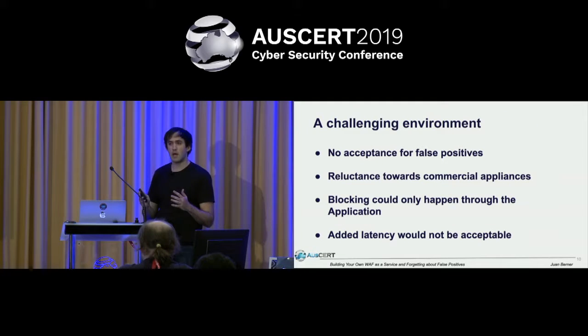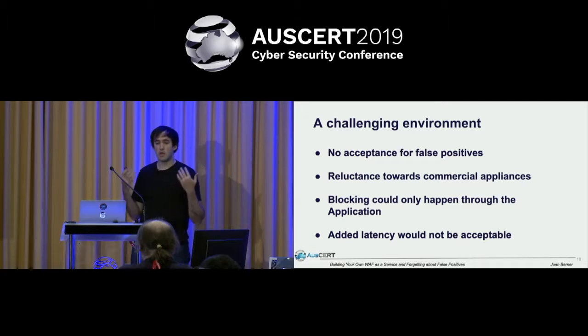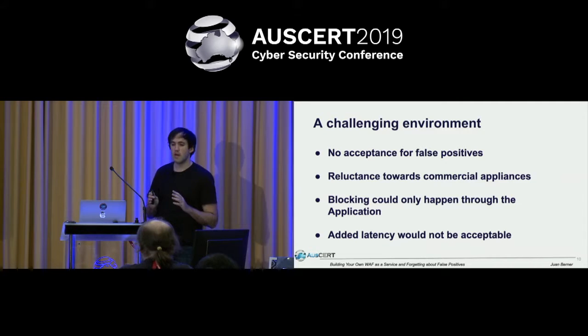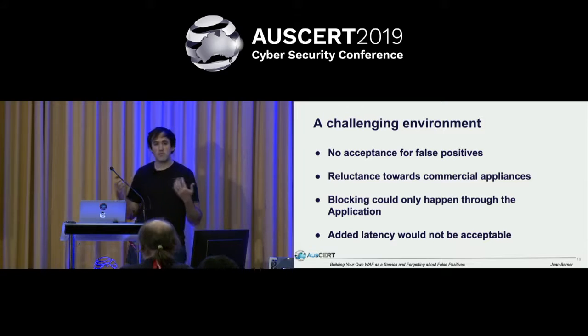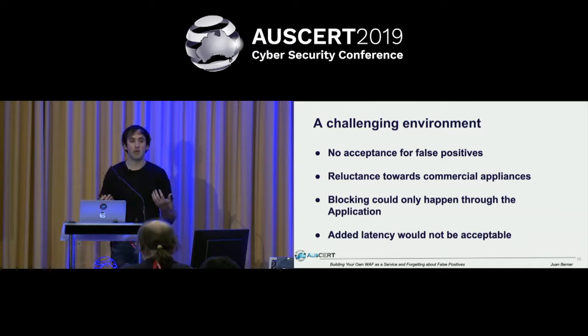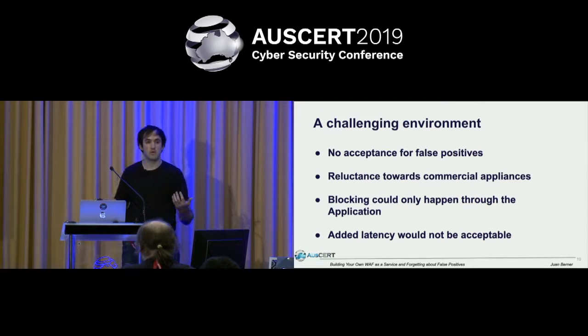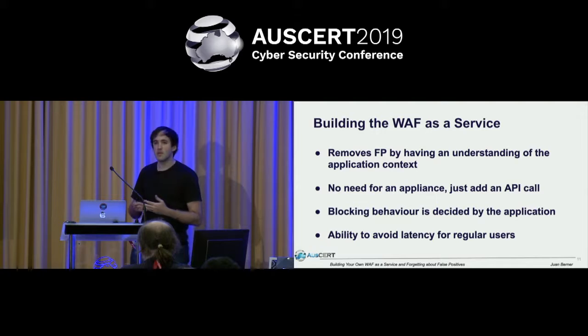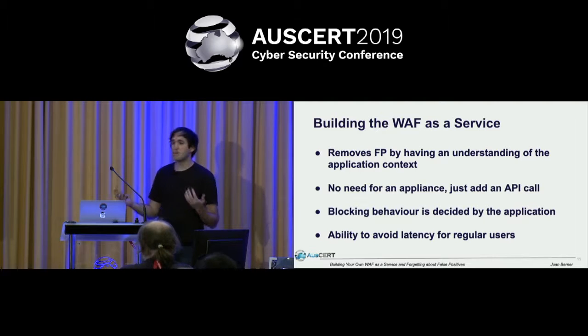So how did I end up with this kind of problem? So at Booking, we worked in a very challenging environment, so it's a very dynamic environment. There was no acceptance for false positives, a reluctance towards black boxes, and we wanted the blocking to happen through the application, which okay, a lot of WAFs allow you to add the data on the headers, and then the application can block it. But the added latency that all these inline WAFs have would not be acceptable. So basically, we need to be able to block attacks without any latency added to users and no false positives. So simple problem.